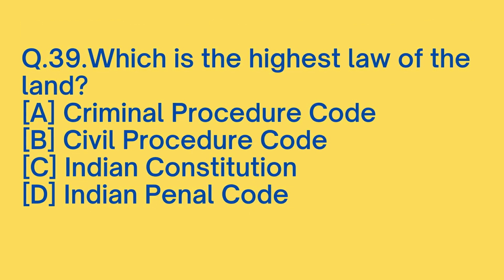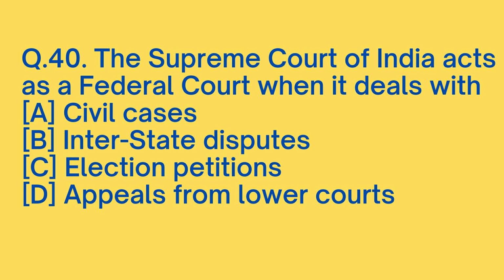Which is the highest law of the land? Criminal Procedure Court, Civil Procedure Court, Indian Constitution, Indian Penal Code. So Constitution is the highest law. The Supreme Court of India acts as a federal court when it deals with: civil cases, interstate disputes, election petitions, appeals from lower courts. So B.